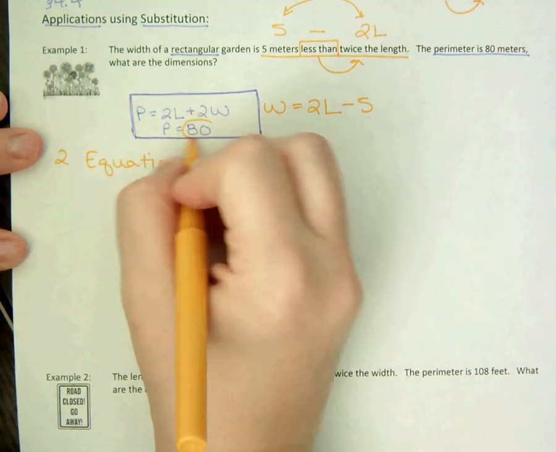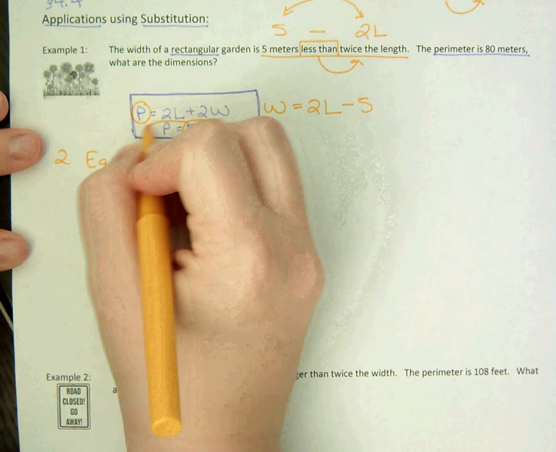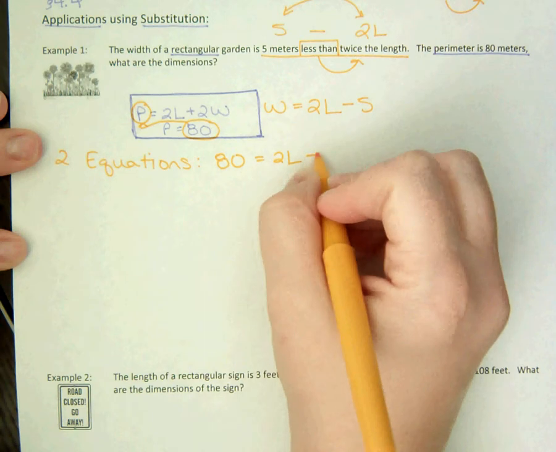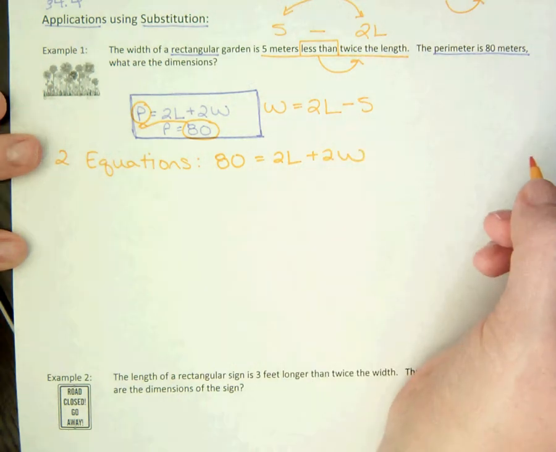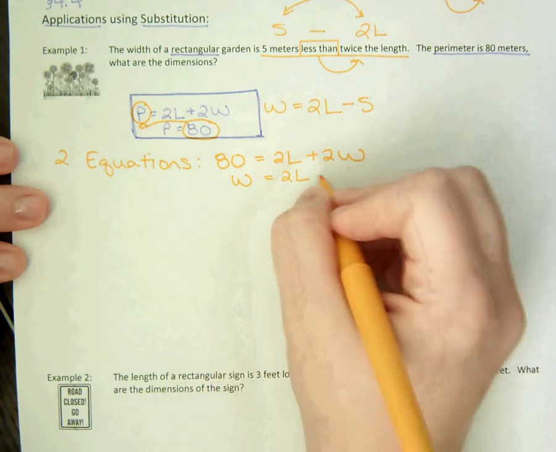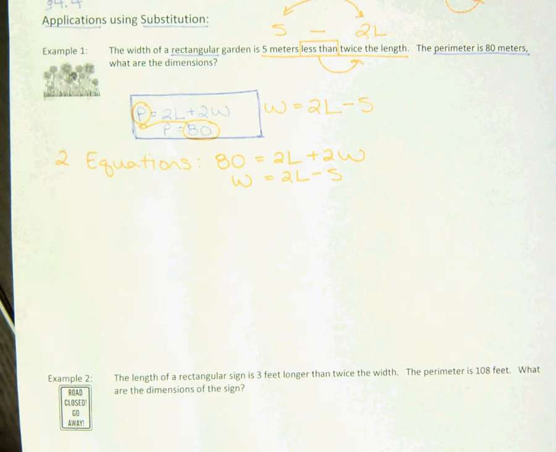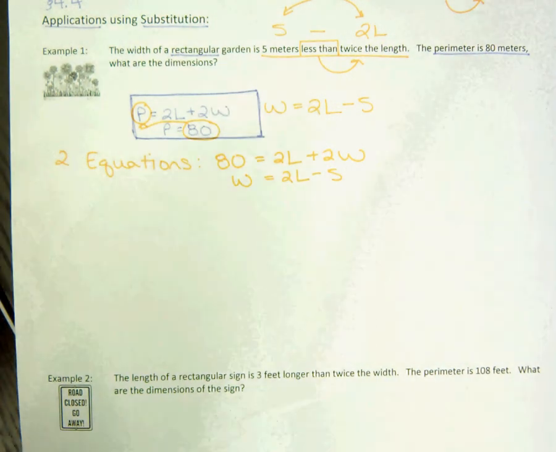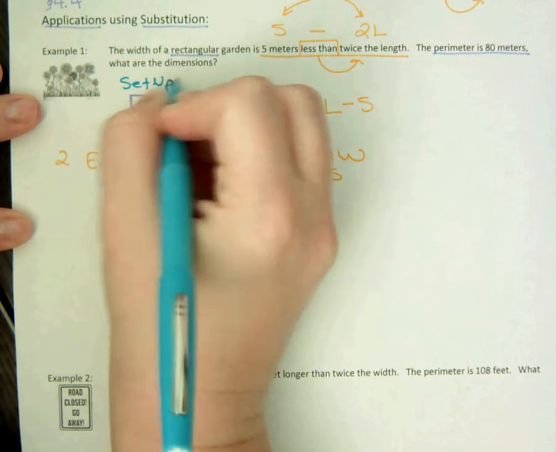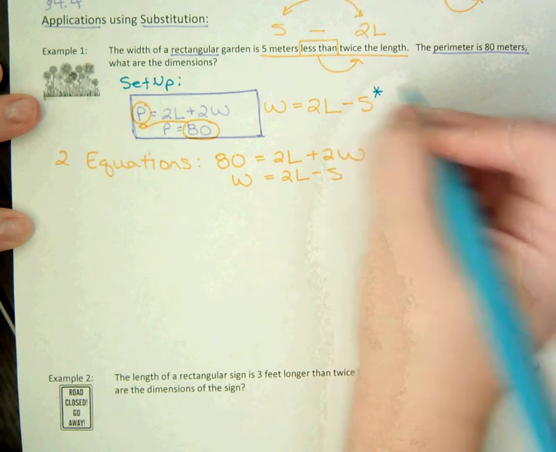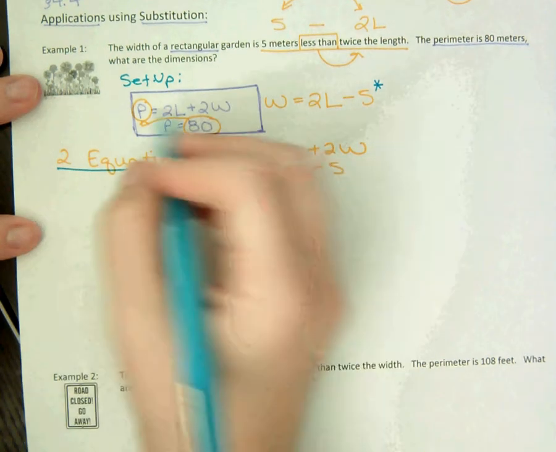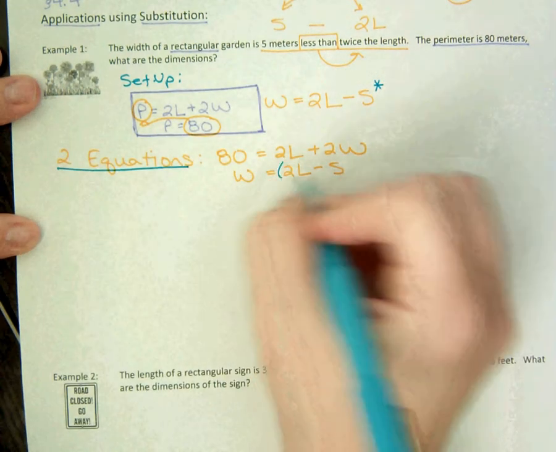In the first equation, I'm going to replace the perimeter with 80, because we know the perimeter is 80. So 80 equals 2L plus 2W. We also know that the width is 2 times the length minus 5. That's the hardest part of this problem, setting up your problem. I call this the setup. Draw yourself a picture. This equation is the most important to get correct. Then you set up your 2 equations. Once you have your setup and your 2 equations, then you can see the substitution.